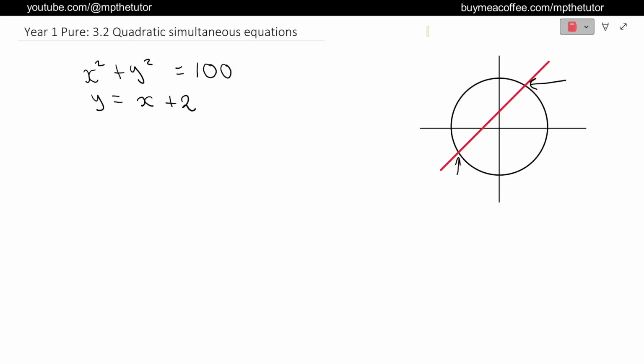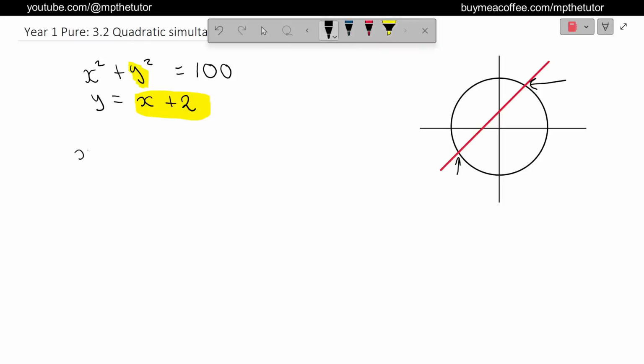What we're going to do is take the first equation, but where there's a y, we are going to replace it with x plus 2. Sometimes we have to rearrange formulas a little bit, which we'll do in the next question, but in this case, we don't need to. So we have x squared plus y squared equals 100, and y equals x plus 2, and we're replacing the y with x plus 2.